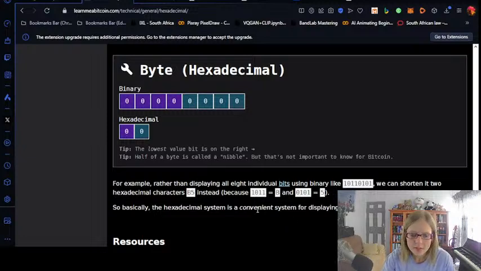So this is basically taking a binary and converting it to hexadecimal. So I would like to do an example on that based on this. But I'm going to switch screens.